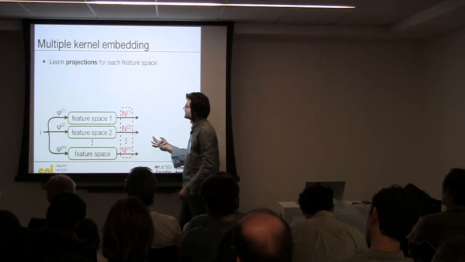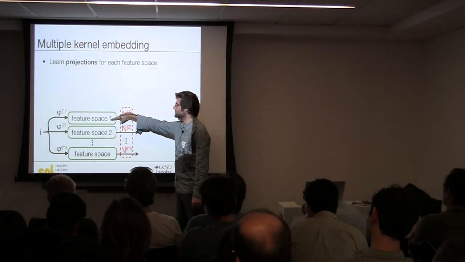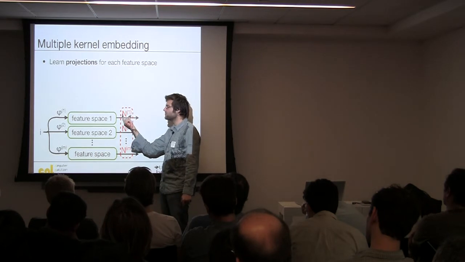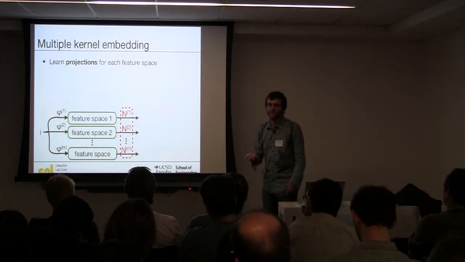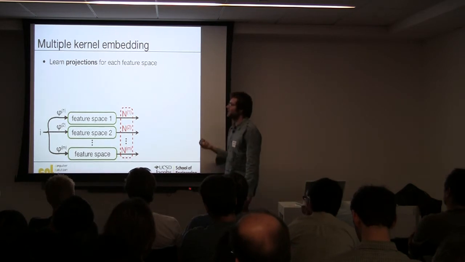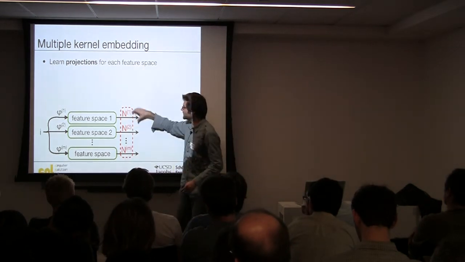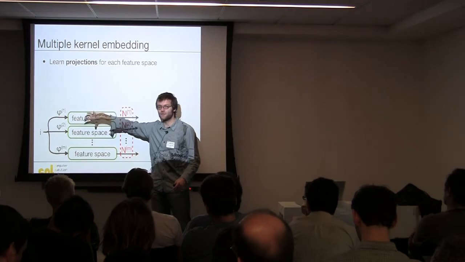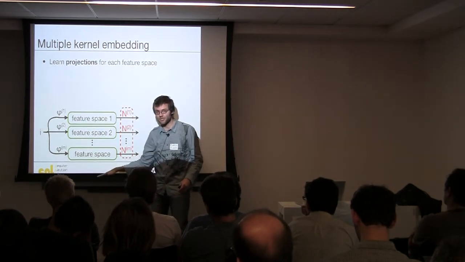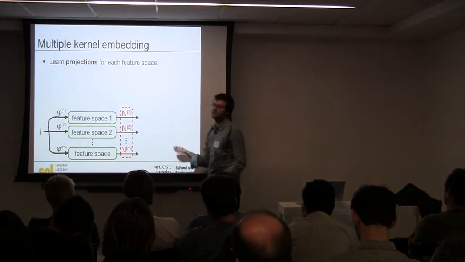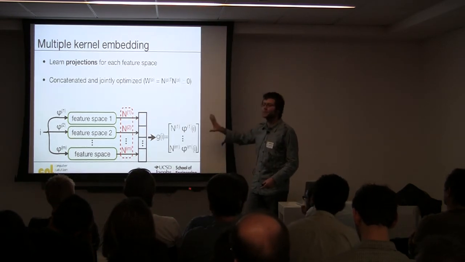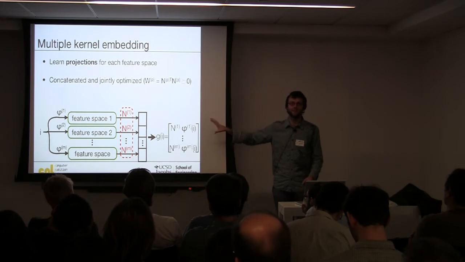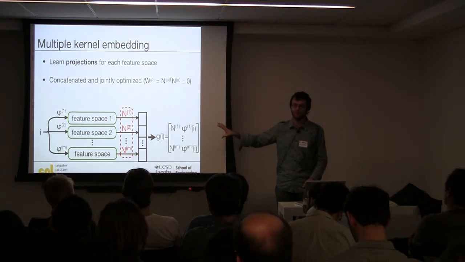So instead of learning weights for each of these feature spaces, we could learn projection matrices for each of these feature spaces individually. Instead of what we did 10 slides ago, which is learning one projection matrix for one feature space, we're now learning multiple projections for multiple feature spaces in parallel. And hooray, it turns out that mathematically we can formulate this as a problem that can still be solved in polynomial time, which is a good thing.